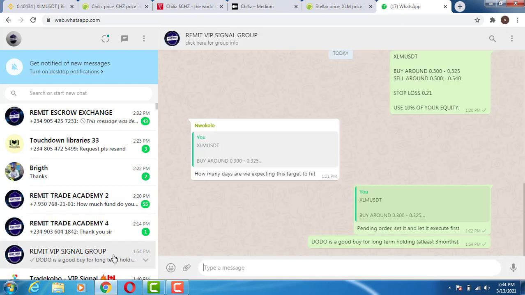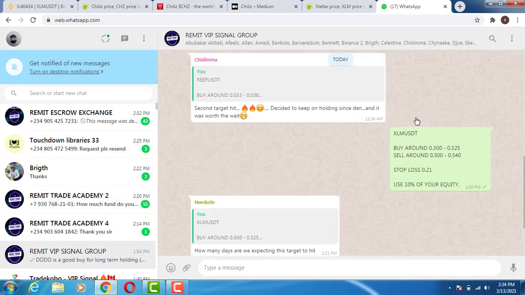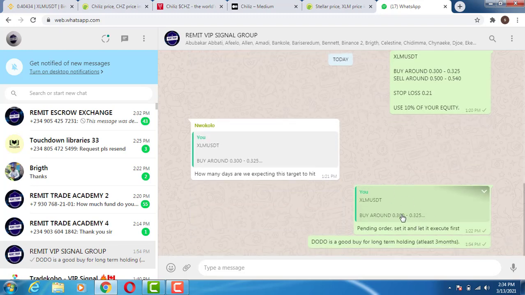So we have the VIP group here. You see this very trade. I've already given it, and it's a pending order trade for a specific target and location on XLM. And then I also give this trade right here for long time holding. I also give this one too, long time holding, good time to enter the market.